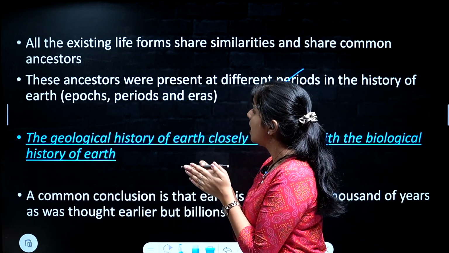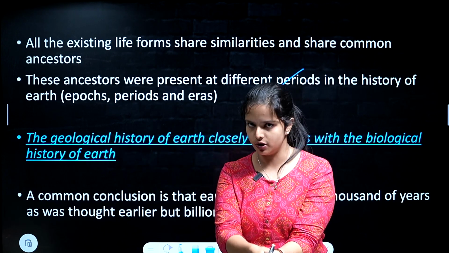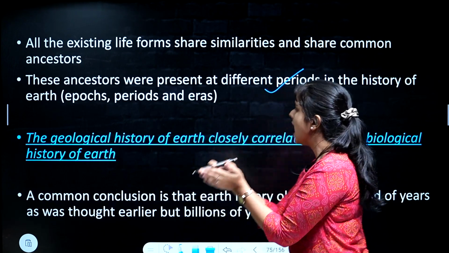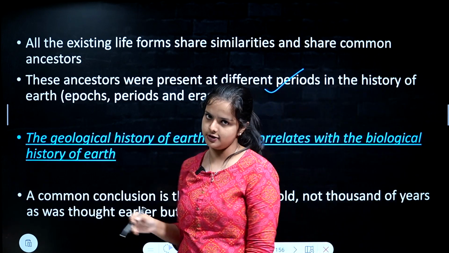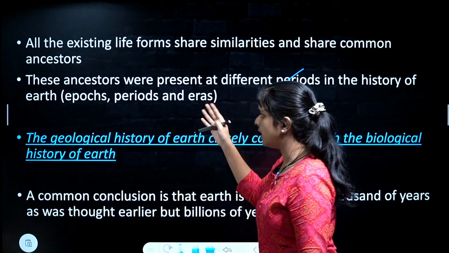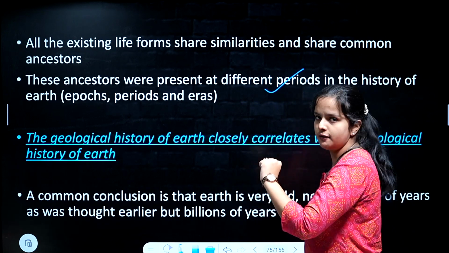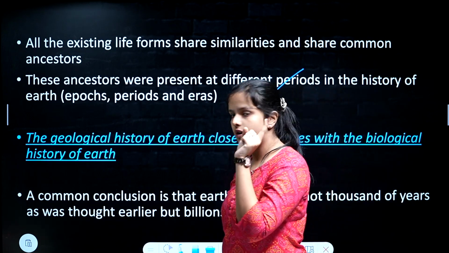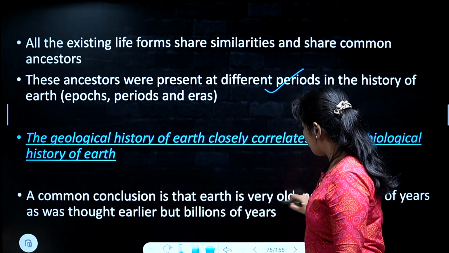So you should know that the biological history of how life arrived on Earth, that's known as the biological history, and the biological history of Earth actually correlates with the geological history of Earth. So that's one point that we understood from the theory of evolution. Actually, from this theory of evolution we got to know a very important concept, that is, the Earth is very old.